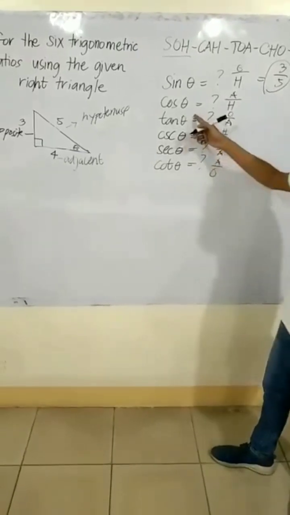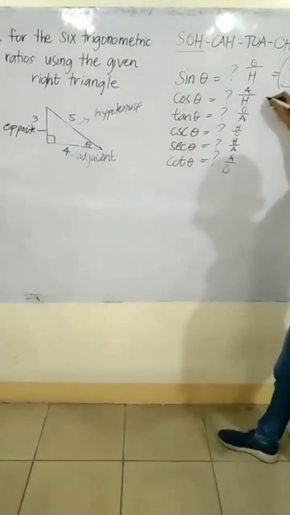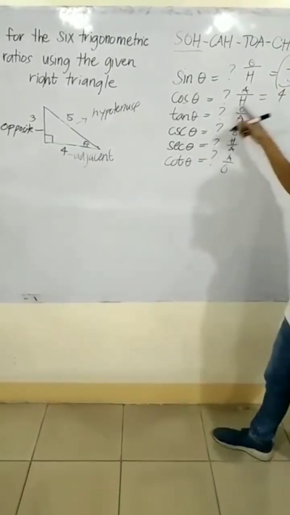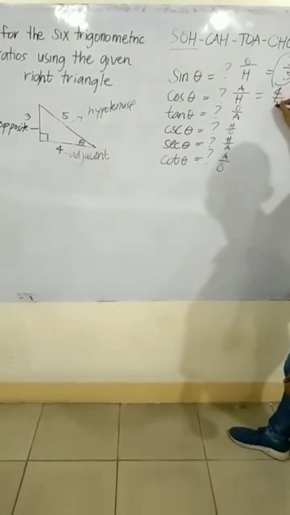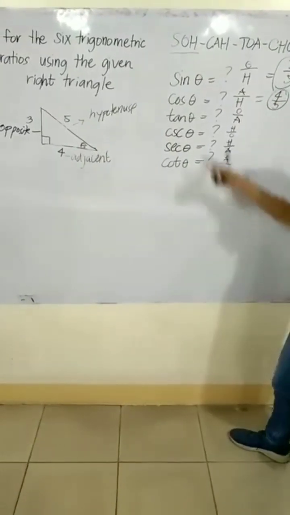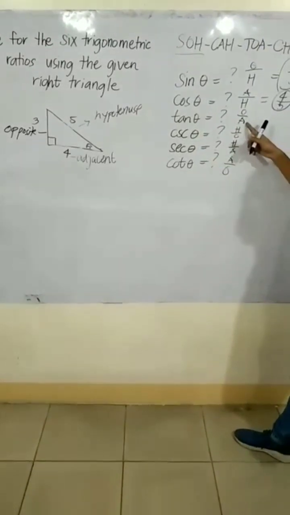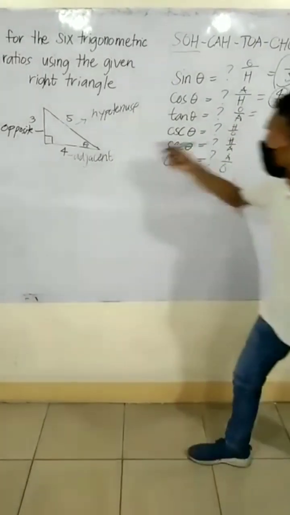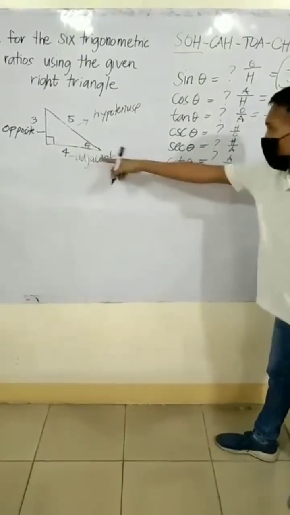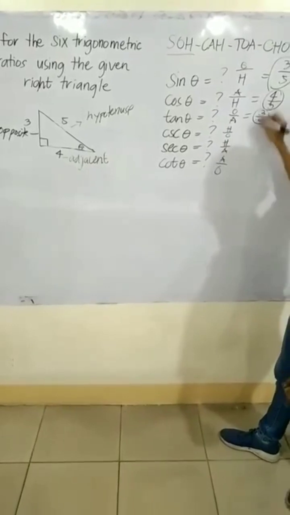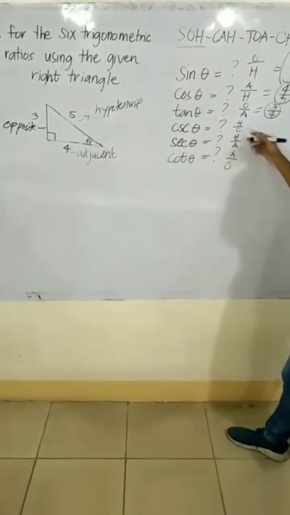Now, cos theta, that is just adjacent over hypotenuse. So adjacent is 4. And our hypotenuse is 5. So that's 4 over 5. Now, for tangent theta or tan theta, that is just equal to opposite over adjacent. So our opposite value is 3. And the adjacent is 4. So that's 3/4.